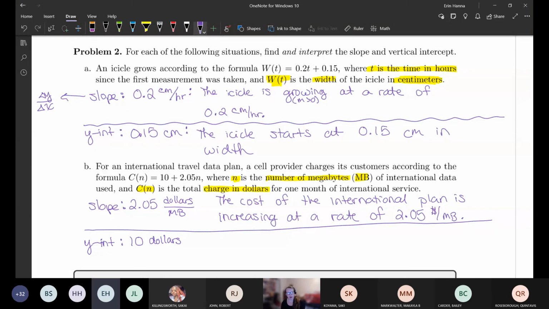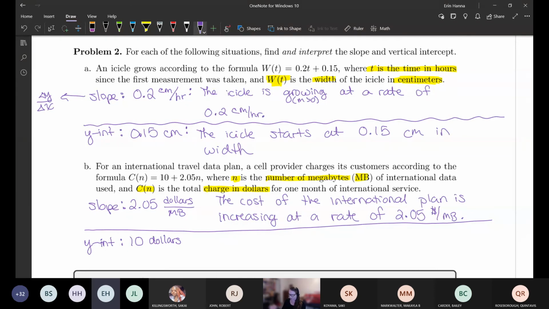I should also clarify, the thing that's changing is always the y context. In the first example, it was the icicle width that's growing, so we can just say the icicle is growing. And this one, since the y context is the charge, it's the cost that's increasing. So it's always affecting the y situation.